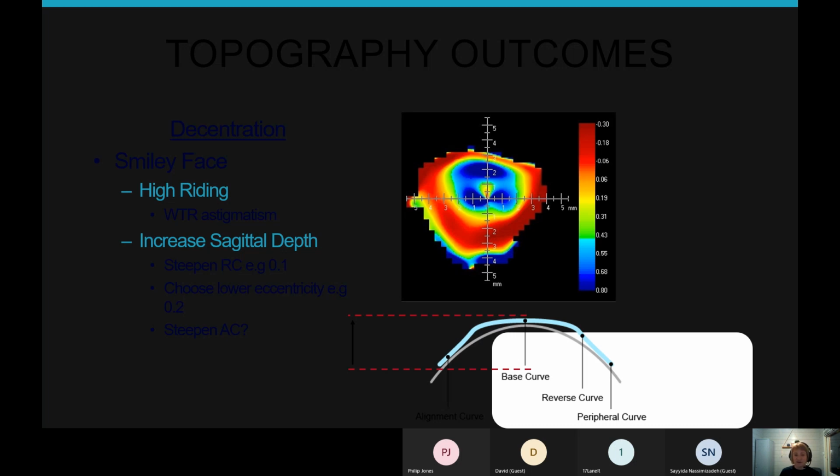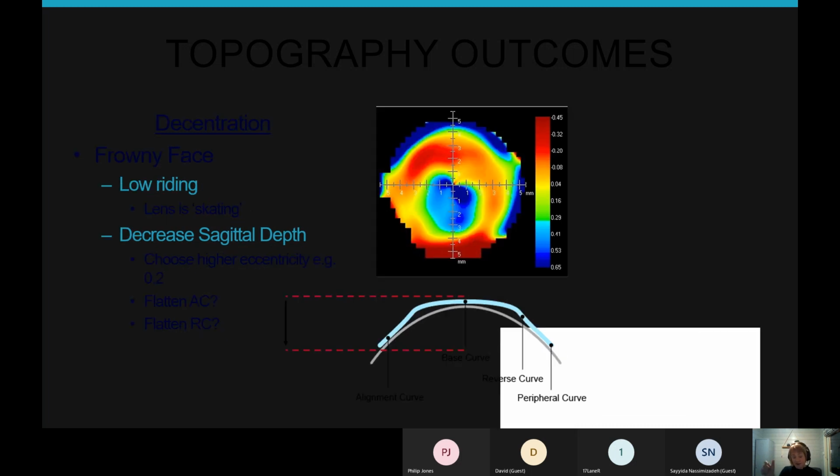This is a smiley face pattern. It's high riding and you get the smile underneath it. And this is a result of the lens not having enough sag or sagittal depth. To change the sag in an Ortho-K lens, you only change peripheral curves. Your base curve is just there for prescription change. And to increase sagittal depth, you need to steepen your peripheral curves to lift that lens up. You can see here we've given you an indication of how much you might change those, but actually within these empirical systems, you send us the topography, we make those amendments at our end.